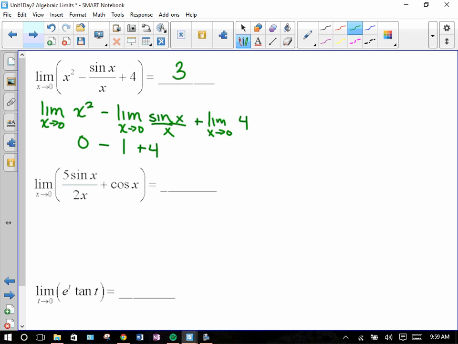Okay, so first thing we might do is see, okay, well, I have this function 5 sine x over 2x plus this function, which is cosine x. Let's break them apart. Maybe that makes it a little bit easier. So let's see, the limit as x approaches 0 of 5 sine x over 2x plus the limit as x approaches 0 of cosine x. Alright.